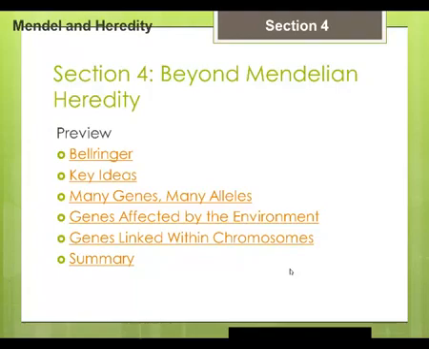Genetics Section 4, Beyond Mendelian Heredity. You guys are all going to start out with a Bellringer. When you're done with the Bellringer, we will go on and we will look at the key ideas for this section. The outline for this unit includes many genes, many alleles, genes affected by the environment, genes linked within chromosomes, and then we'll summarize.